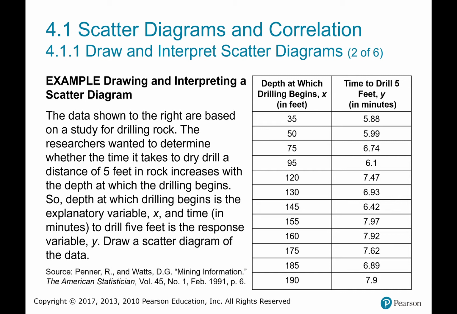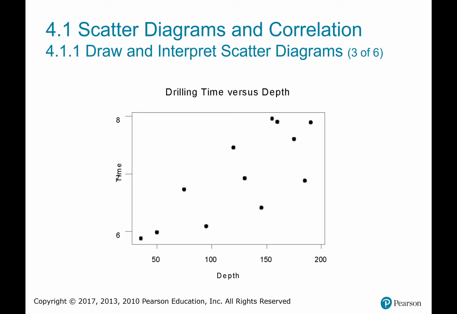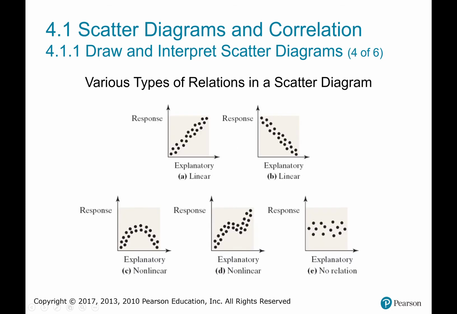So the data shown on the right is based on a study for drilling rock. The researchers wanted to determine whether the time it takes to drill a distance of 5 feet in rock increases with the depth at which the drill begins. So the depth at which the drill begins is the explanatory variable x, and the time in minutes to drill 5 feet is the response variable y. So we draw the scatter plot, and it looks something like the following. Okay, and so we want to find out if there's some kind of correlation between these things.